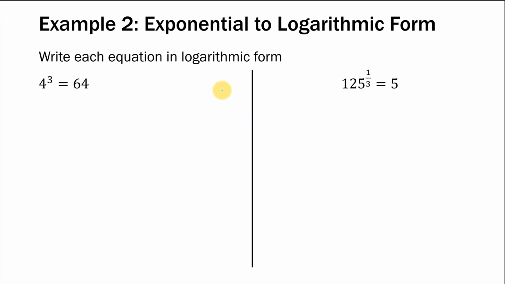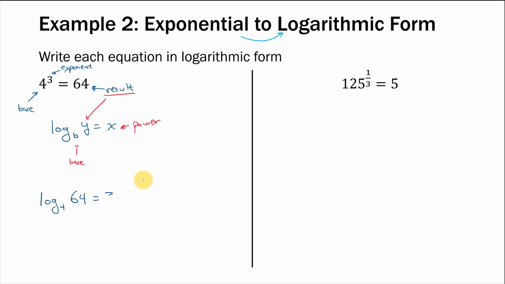Going from exponential to logarithmic form now. Write each expression in logarithmic form. I've got 4 raised to the 3rd power equals 64. So my base is 4, my exponent is 3, my result is 64. Now I've got log base b of y is equal to x, where x is my exponent, y is my result, and b is my base. I'm just taking each term and plugging it in: I take my 4 for my base, my result for y, and my 3 for x, and this is what I get for my equation in logarithmic form.